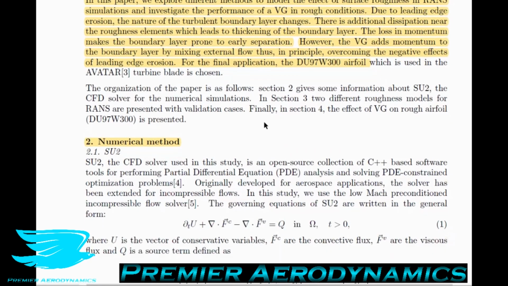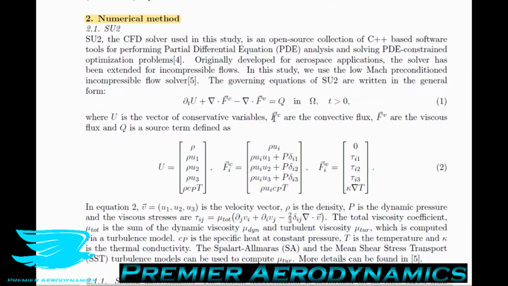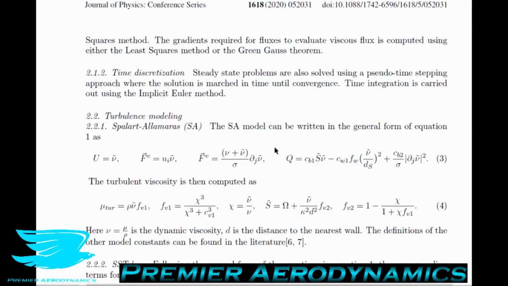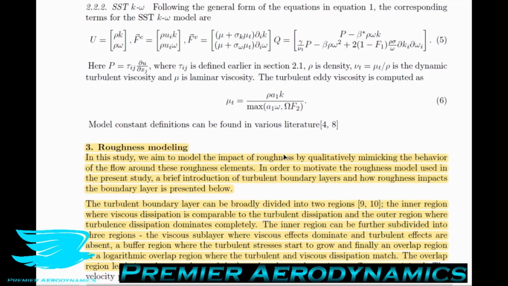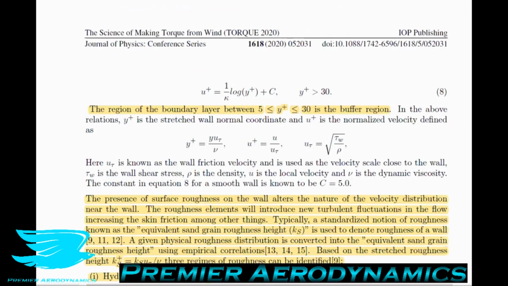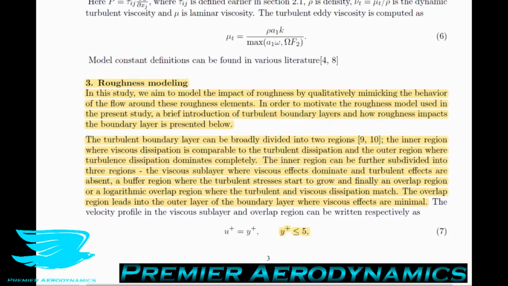We mentioned here that they're going to try to figure out a way to model surface roughness in RANS. And this is quite difficult to do. So you can either have different equations doing it or actually have the surface rough. We'll talk about how they're doing it here. They're using different equations to model the roughness. They say in this study, they aim to model the impact of roughness by qualitatively mimicking the behavior of the flow around these roughness elements.